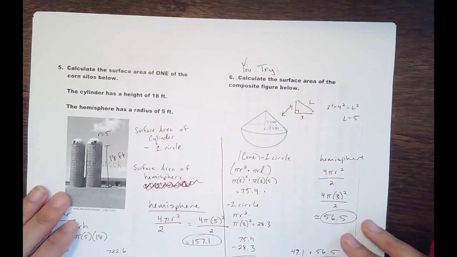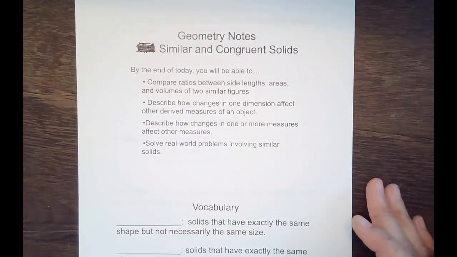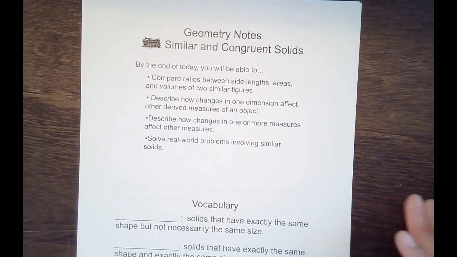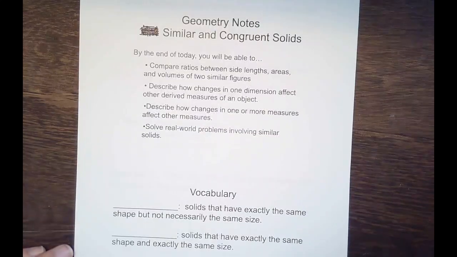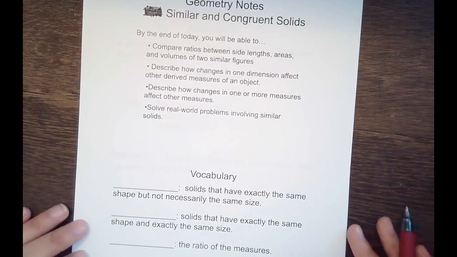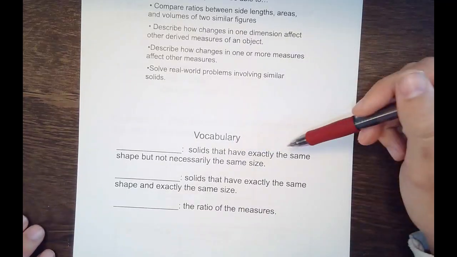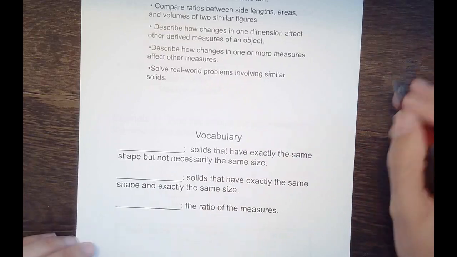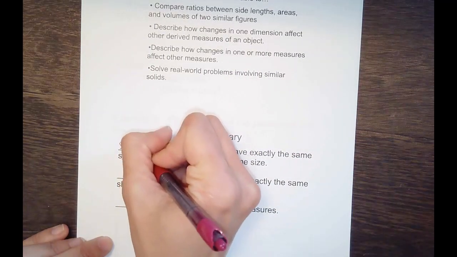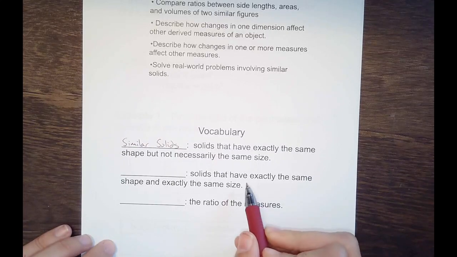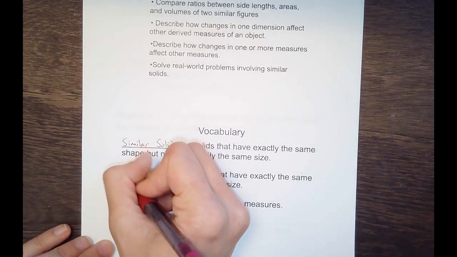Okay. So for similar and congruent solids, this is going to follow similar to what we did when we had similar and congruent figures. Solids that have the exact same shape but not necessarily the same size are going to be similar solids. Solids that have the exact same shape and exact same size are going to be congruent. And then when we take the ratio of the measures, so taking the measurements of one solid and comparing them to the measurements of the other, that is going to be our scale factor, just like we did with similar figures.